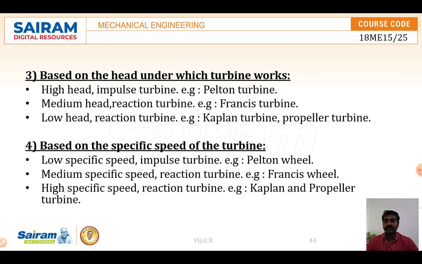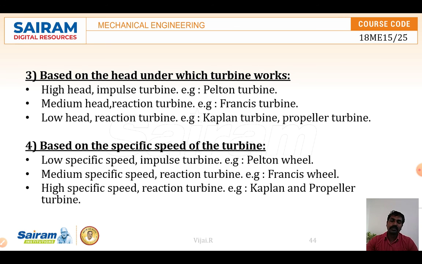And based on the specific speed of the turbine, the rotation of the turbine, when it is rotating very fast, we call it low specific speed, medium specific speed or high specific speed. The Pelton wheel is a low speed turbine, and medium speed is the Francis turbine. So the three important turbines we are going to see are the Pelton, Francis, and Kaplan turbines. Pelton is impulse based, Francis is a medium head reaction turbine, and Kaplan is a low head reaction turbine.